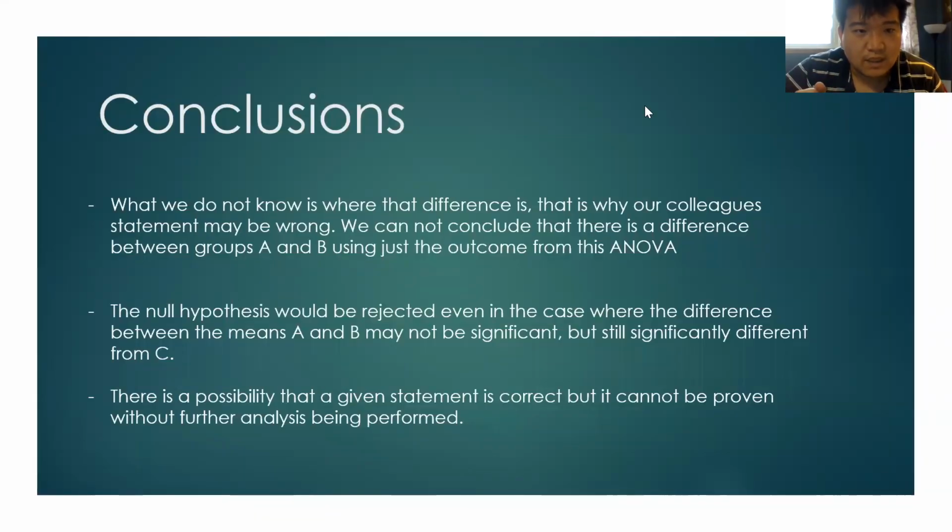So, conclusions: what we don't know is where that difference is. That is why our colleague's statement may be wrong. We cannot conclude that there is a difference between group A and B using just the outcome from this ANOVA. The null hypothesis will be rejected even in the case where the difference between the means A and B may not be significant, but still significantly different from C. There is a possibility that the given statement is correct, but it cannot be proven without further analysis being performed.